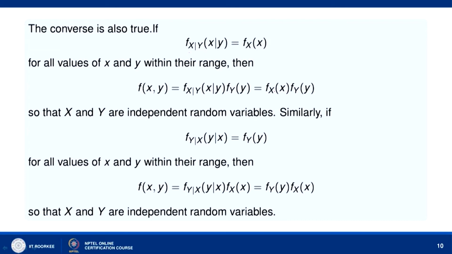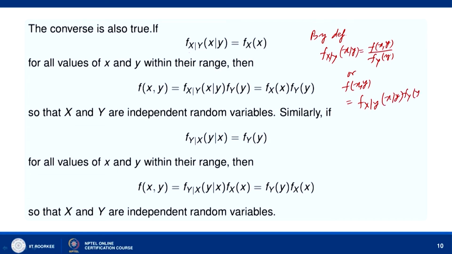How will it follow? Let us see. By definition, f_{X|Y}(x|y) = f(x, y) / f_Y(y). So, we can say f(x, y) = f_{X|Y}(x|y) times f_Y(y). Now, f_{X|Y}(x|y) = f_X(x).